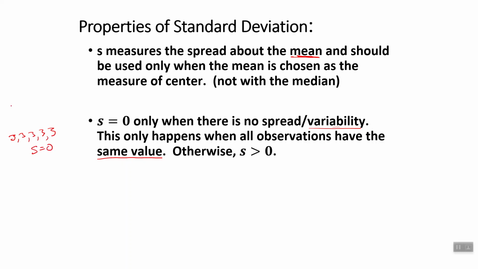But if one of them was different, then our standard deviation here would be something greater than 0. We'd have to calculate what it was there, but it would be something greater than 0.